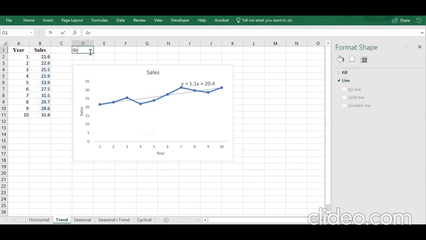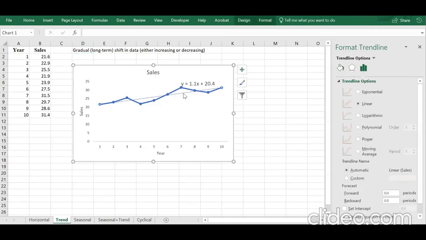So a gradual, usually long-term shift in data, either increasing or decreasing. Trend patterns can be increasing or decreasing. They can be linear or non-linear. They don't have to always be linear. Let's say this is now a non-linear one. We don't have a lot of data points, but if you have enough evidence to support the non-linearity, then you can claim that you have a non-linear pattern, right?